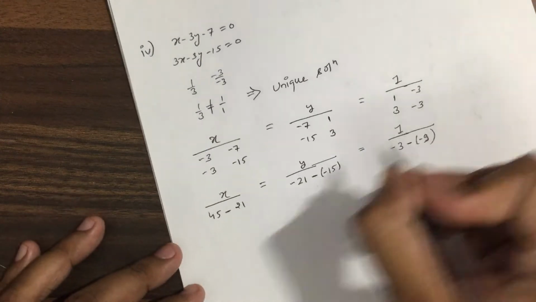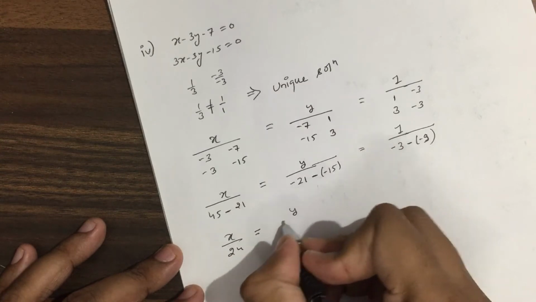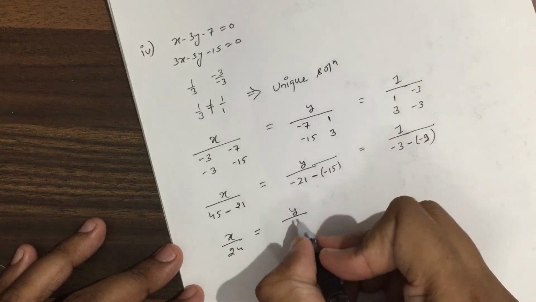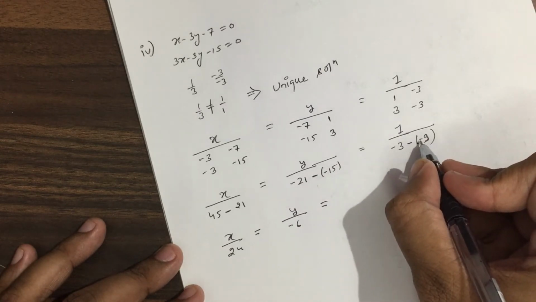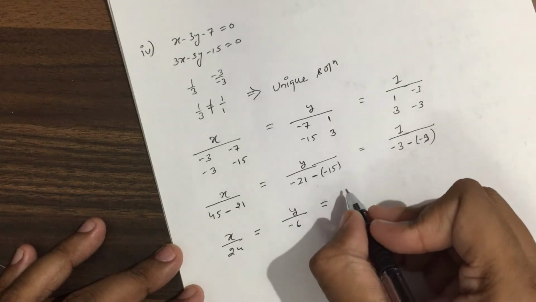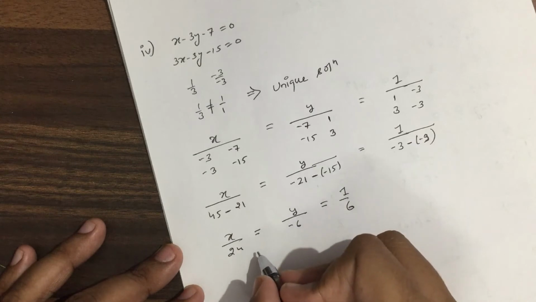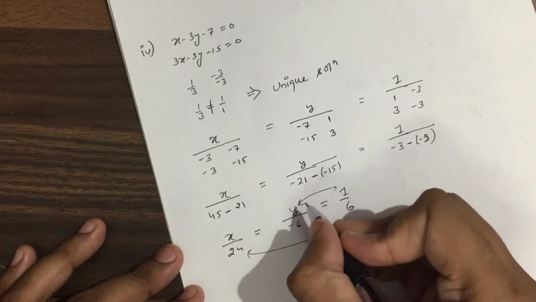Okay, so x upon 24 equal to y upon minus 21 plus 15, this will give you minus 6, equal to minus 3 plus 9, this will give you plus 6, 1 upon 6. So what we will do, to find value of x we will compare these two, to find value of y we will compare these two.